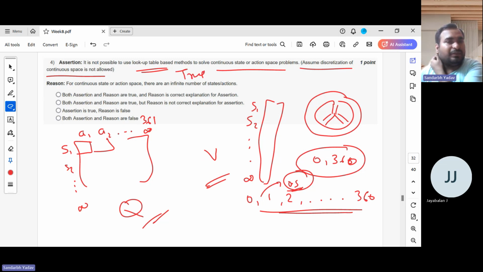Now, the reason they have given is that for a continuous state or action space, there are an infinite number of state-actions. This is also true, right? Remember, even if your action is between 0 to 1, there are an infinite number of real numbers between 0 and 1. So for a continuous state or action space, there are an infinite number of states or actions. This is also true. Now you just need to see whether this is the correct explanation or not. Either way, these two are ruled out, but you need to see whether the explanation is correct for the other issue.